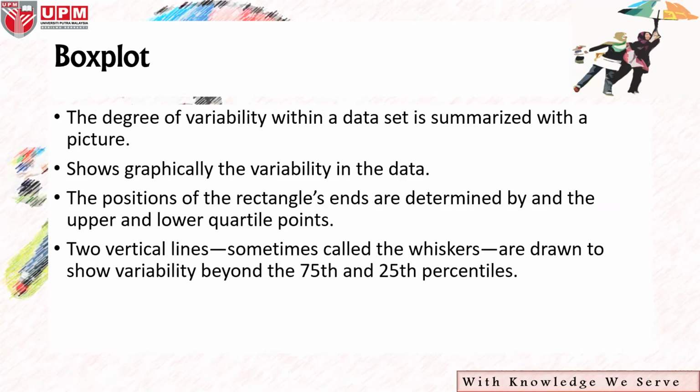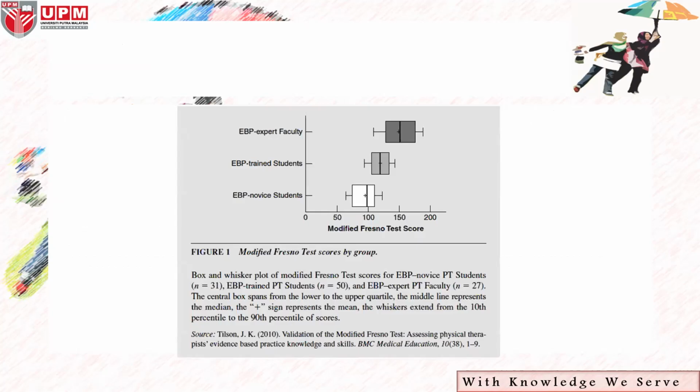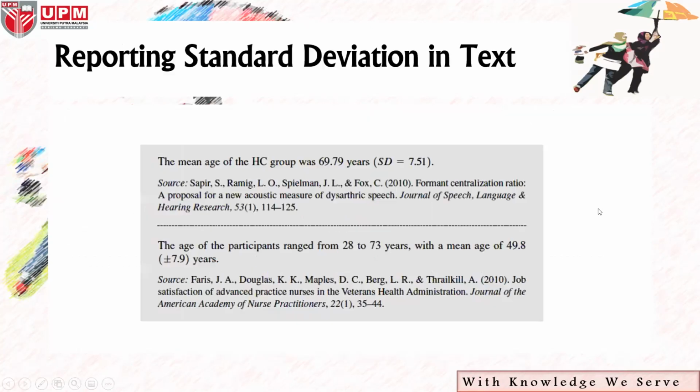Okay, box plot ni referring to the degree of variability within a data set summarized with a picture. It shows graphically the variability in the data. The positions of the rectangles are determined by the upper and lower quartile points. Two vertical lines, sometimes called the whiskers, are drawn to show variability beyond the 75th and 25th percentiles. Okay, so this is the example of box plot. Box plot ni pun biasa kita boleh guna to determine the data normality. Boleh juga guna.